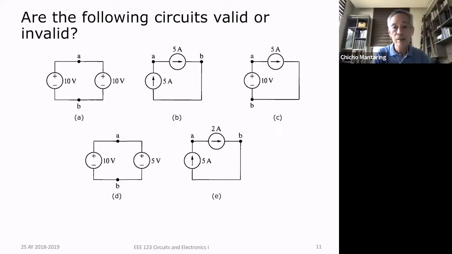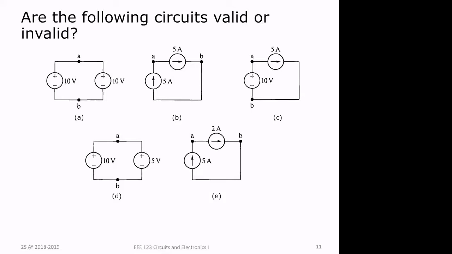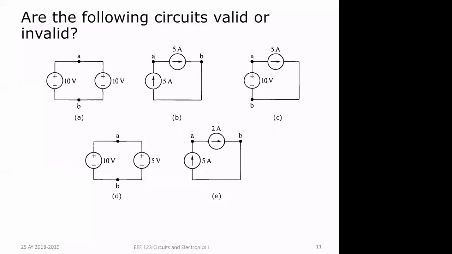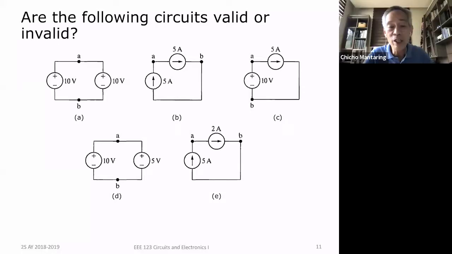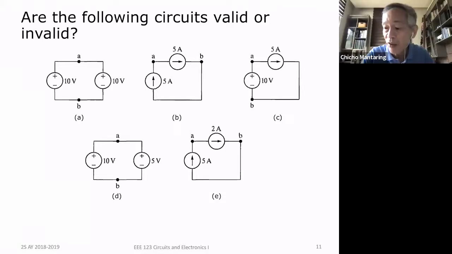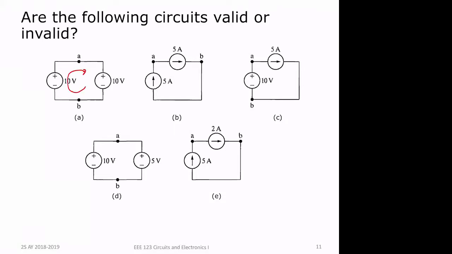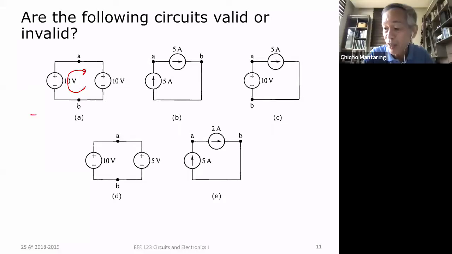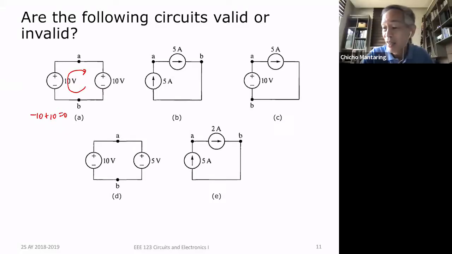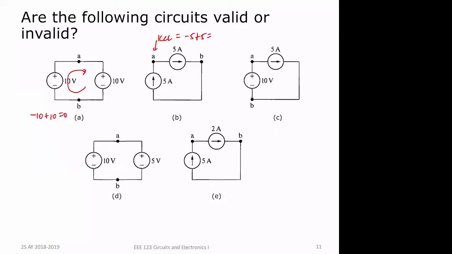In C, okay. How is that valid? It is valid as long as it follows KCL and KVL. That's the only condition. As long as it does not contradict KCL or KVL, it is valid. For example, this is valid because if I do KVL clockwise, I'm going to get minus 10 plus 10 is equal to 0, so it doesn't contradict KVL. This one is valid because if I do KCL here, I'm going to get minus 5 plus 5 is equal to 0.